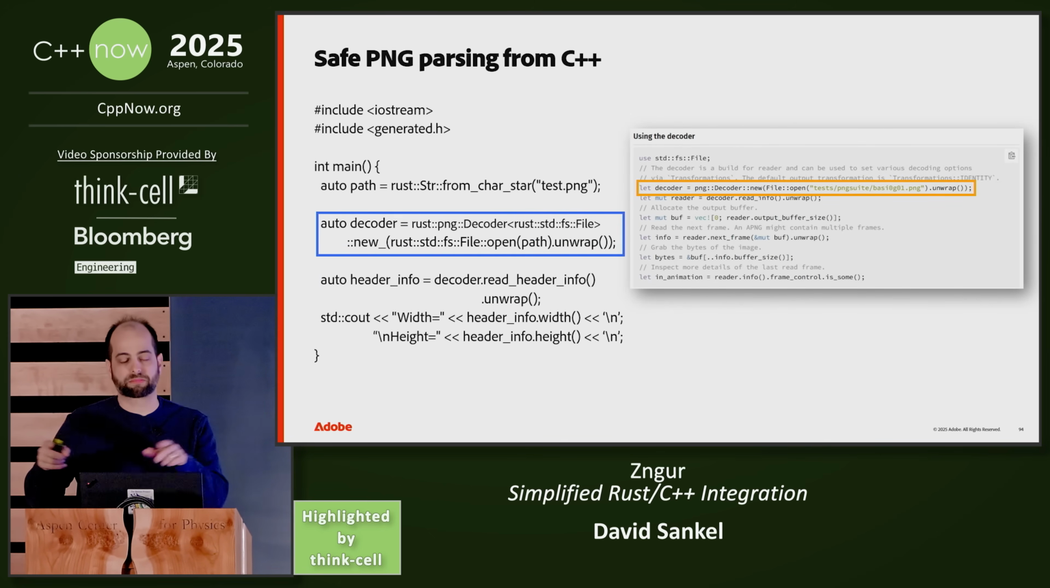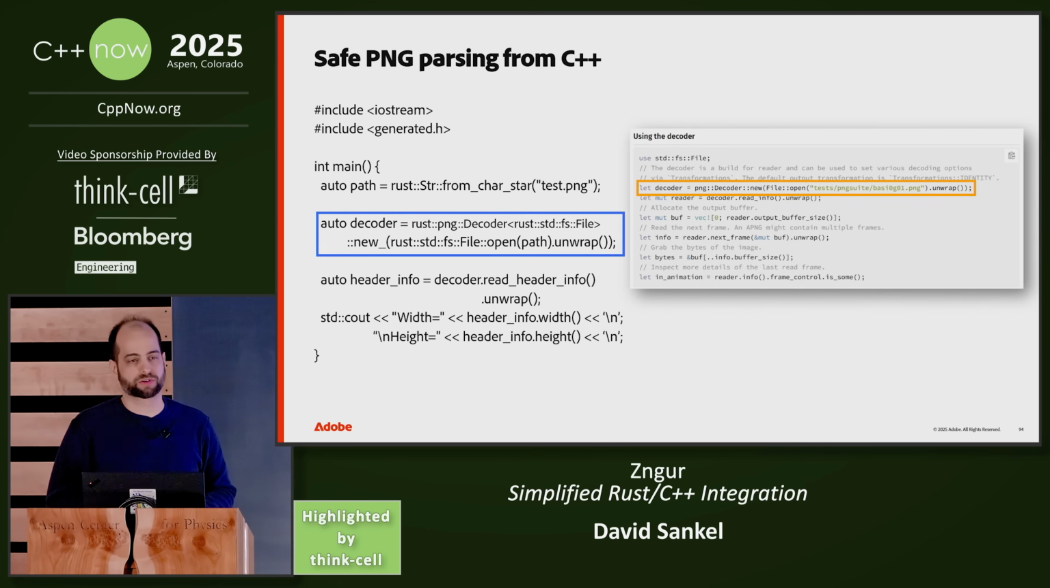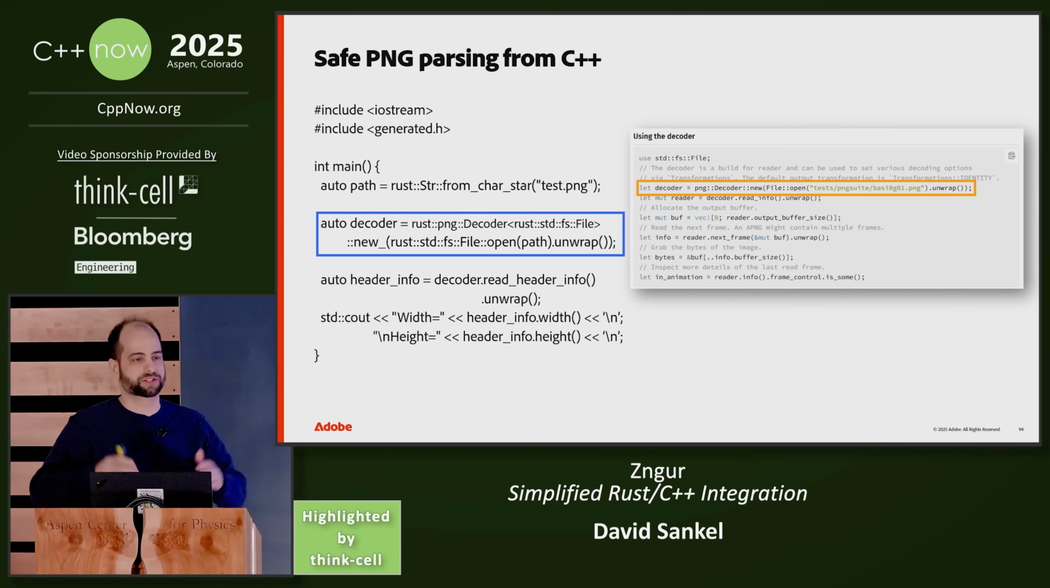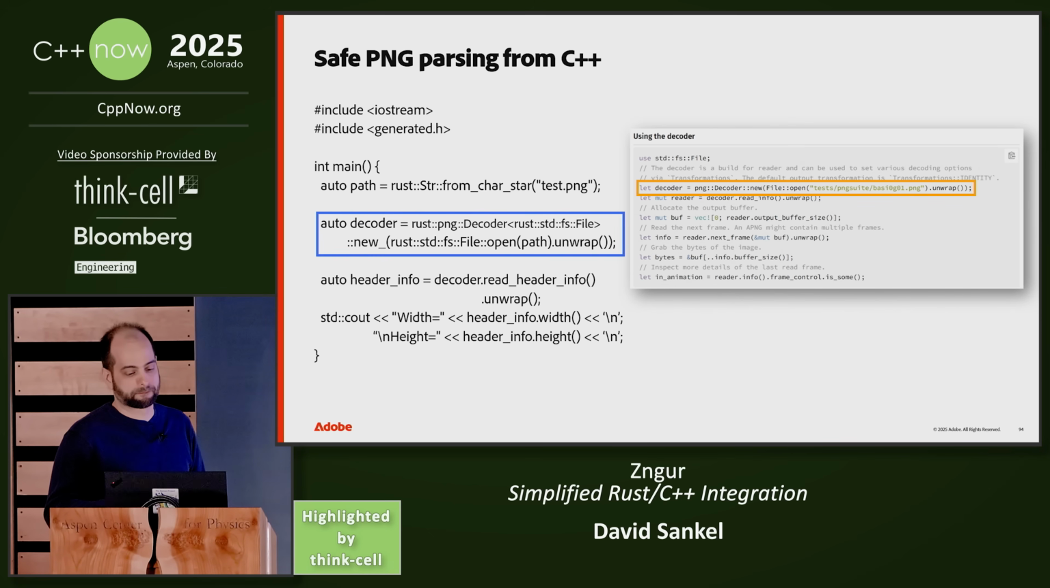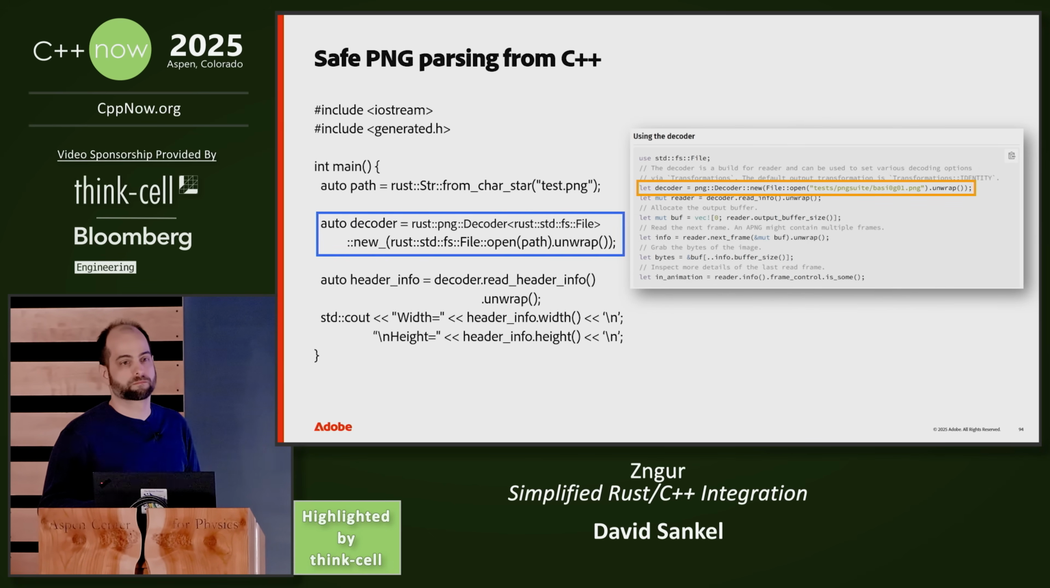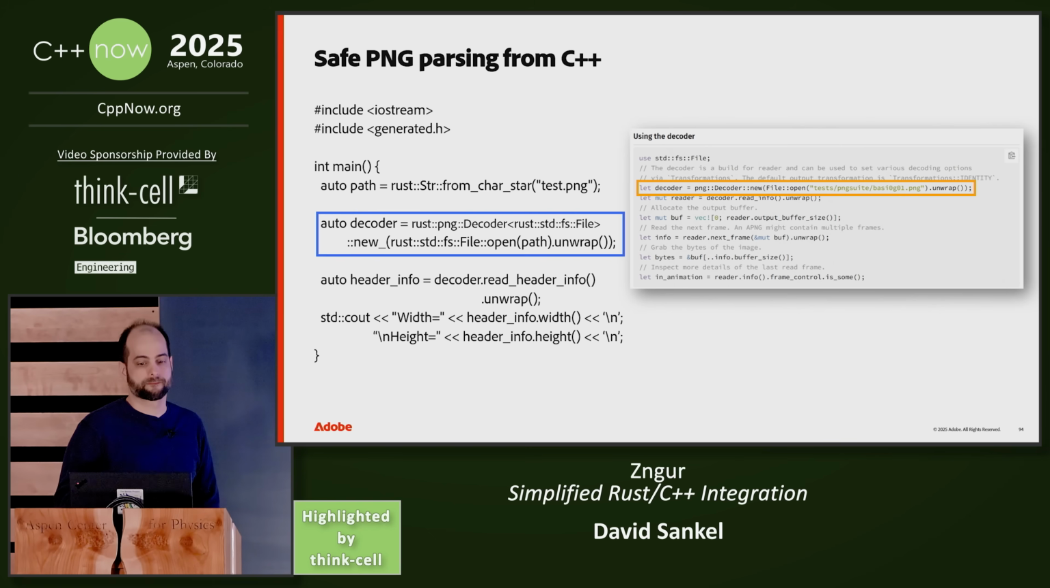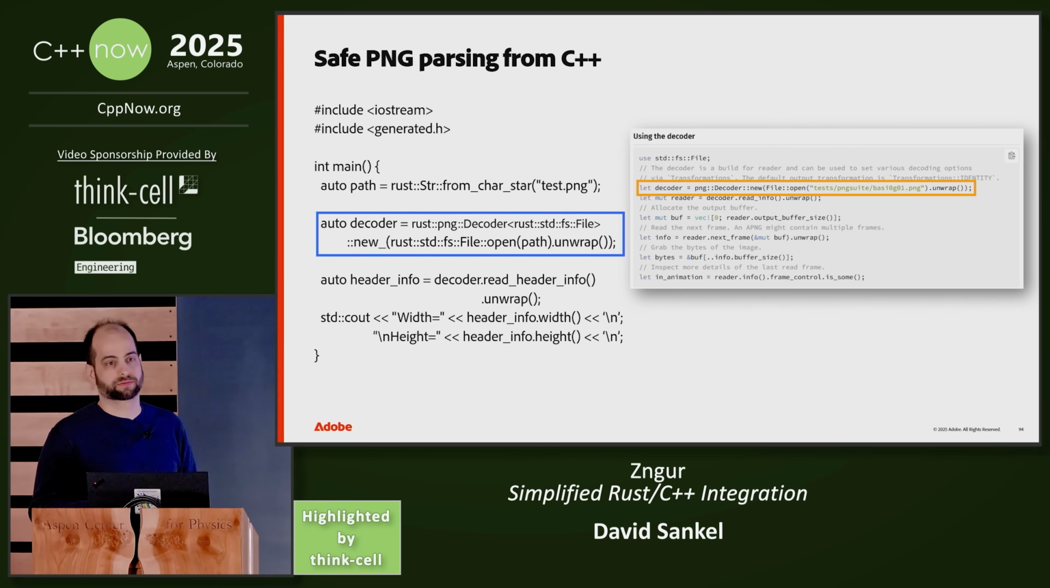And you see some unwraps in there. That's just saying that it's returning a result object, and I'm just saying if there's an error, crash, and otherwise just grab the result. Did you have to write the Zngur for decoder and file? Mm-hmm. Oh, so std::fs::File you had to write the Zngur for. Yes.